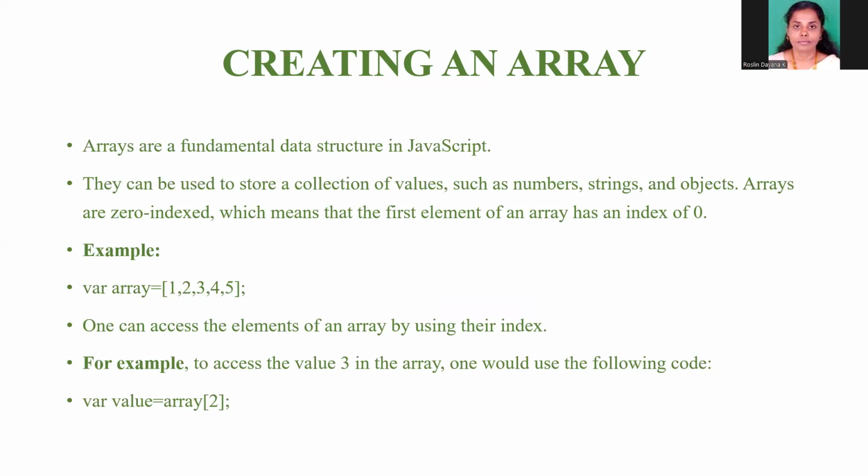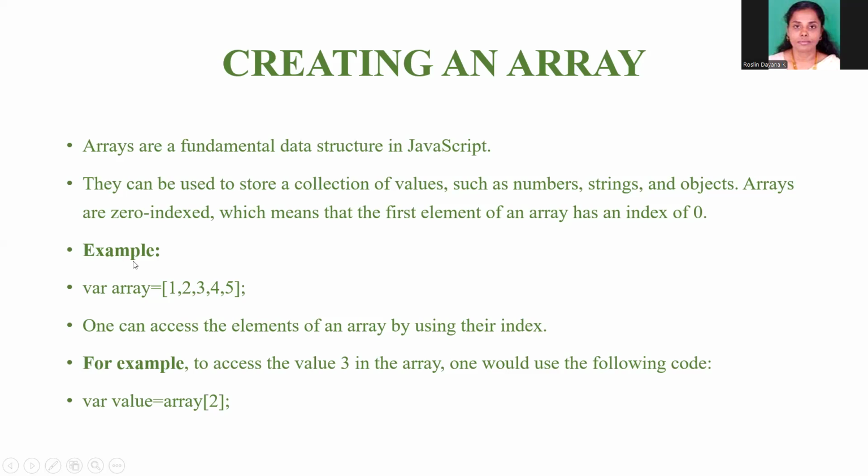What is an array? An array is a fundamental data structure in JavaScript. An array is a collection of values such as numbers, strings, and objects. Arrays are zero indexed. That means the first element of an array has the index of 0.